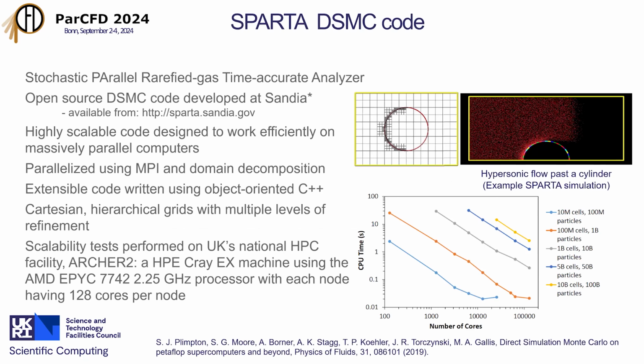So the code we're using is SPARTA. It's developed at Sandia under the guidance of Michael Gallis, who's an expert in rarefied gas dynamics. It's part of the Exascale Computing Project in the US, so under the ECP, it's been developed. So it's got GPU capability. It uses MPI. It's written in C++. And you can see some of the examples of what it does. It scales really well, and this is some results from our national facility, Archer 2. It's a very good code and probably the best in class for doing this type of work in rarefied flows.